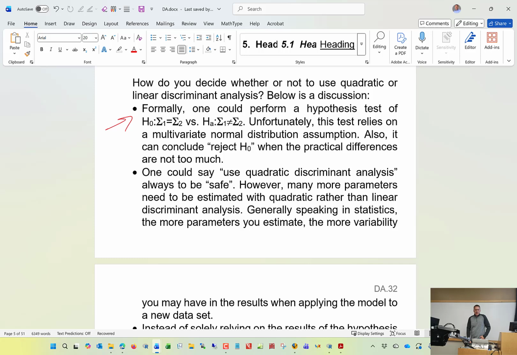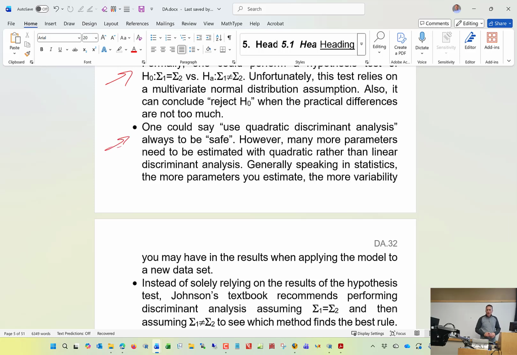I used to teach this. I don't anymore. You could actually do a formal hypothesis test. Are the covariance matrices equal or not? If you reject, then you should use QDA. If you don't reject, maybe you could get away with LDA. That seems like a logical approach. It is a logical approach. You'll still see people do that.